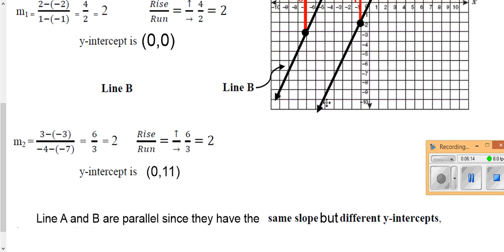Okay, and they look parallel. Parallel lines do not intersect. They're just going to run alongside each other for a while.